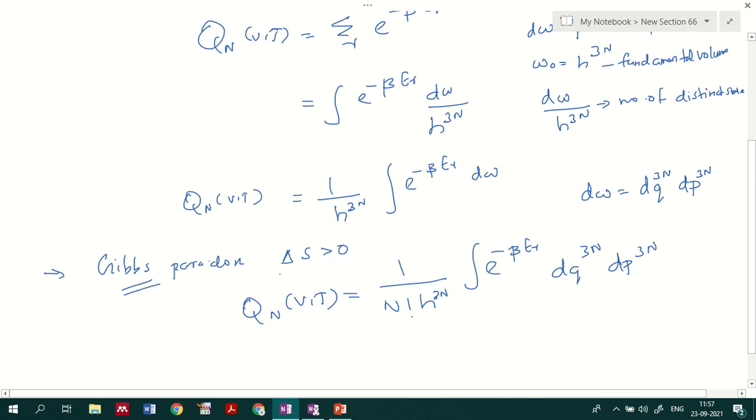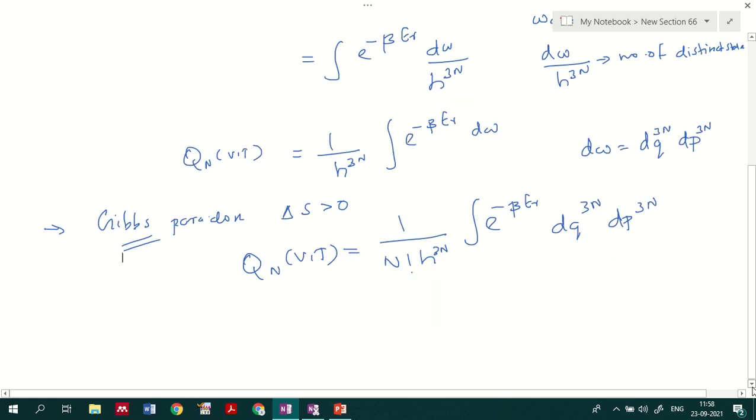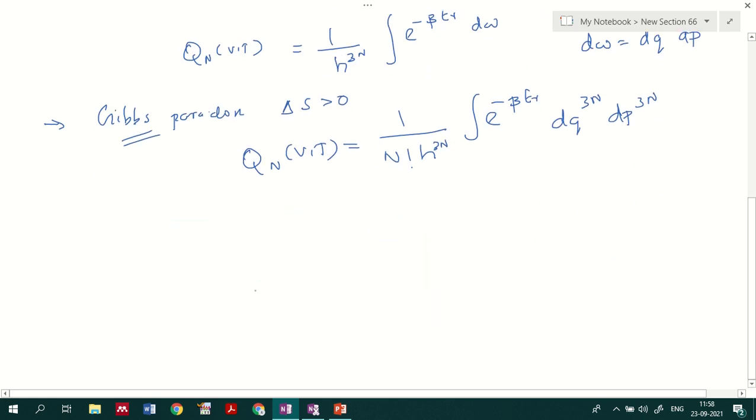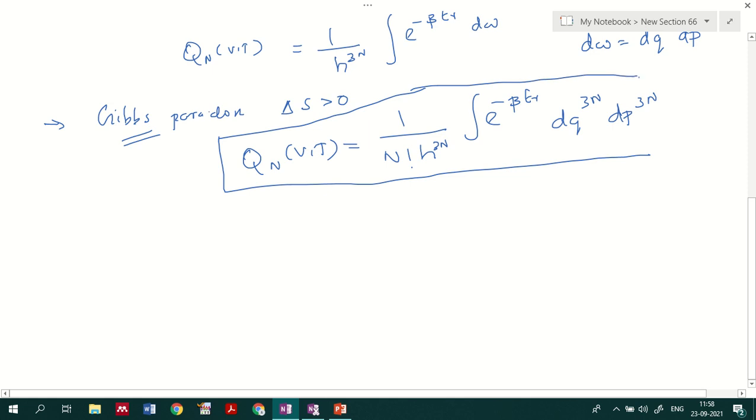For getting that, we said that Gibbs has also introduced a solution, that is by dividing with the n factorial. So that is what we have done here also. We introduced n factorial in this case. Now you just note this is our partition function corresponding to a classical ideal gas, by considering a canonical ensemble case.